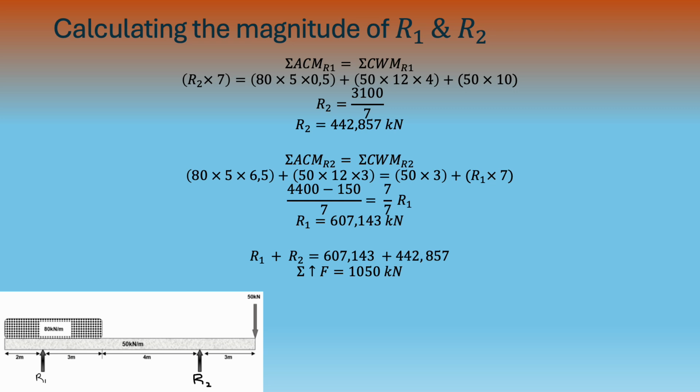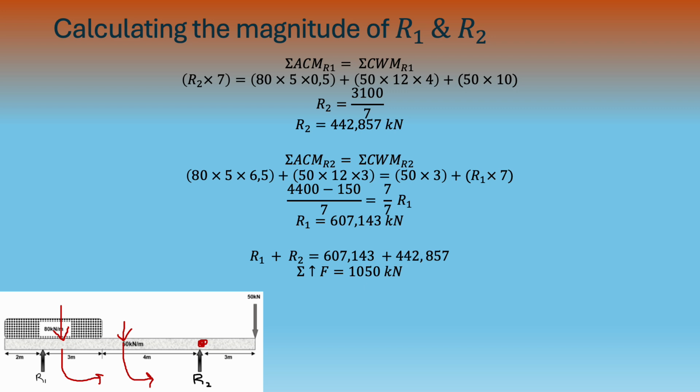Then we look at the anti-clockwise moments about R2. Where is our point of focus? We are focusing on R2. Anti-clockwise moment will be our 80 by 5, which will be moving in that direction. And then we also have our 50 by 12, which is also moving in that direction. Those are our anti-clockwise.